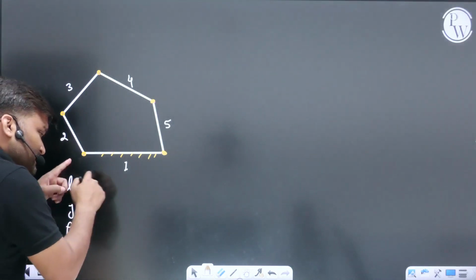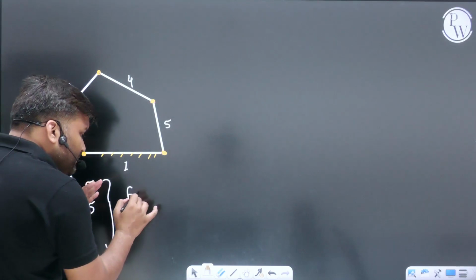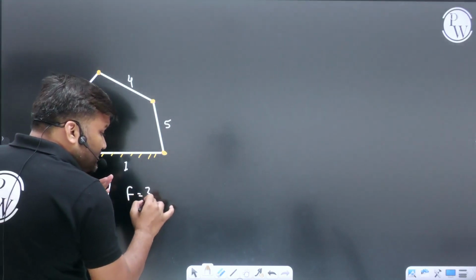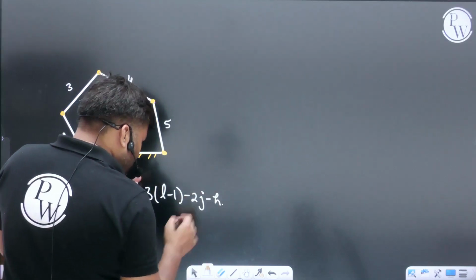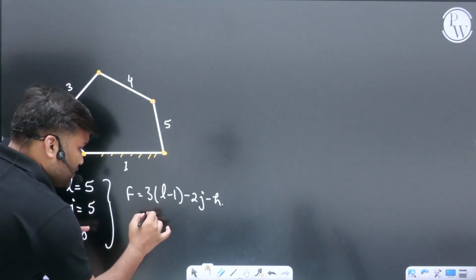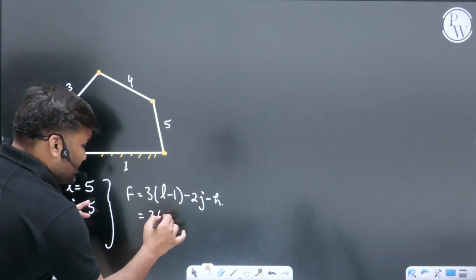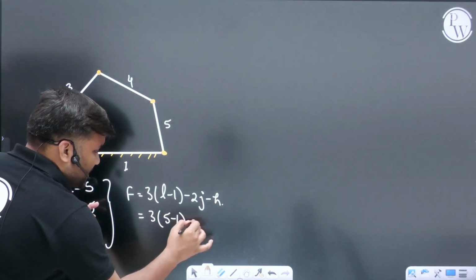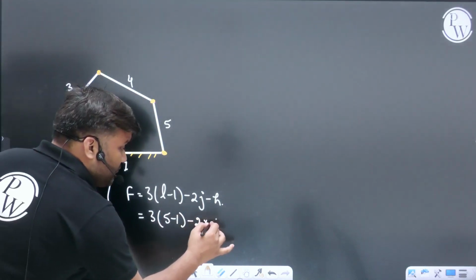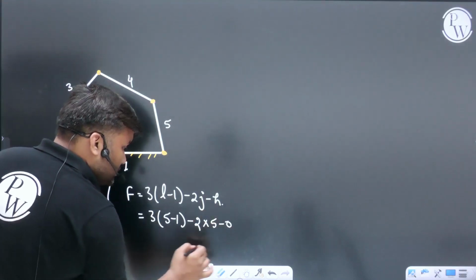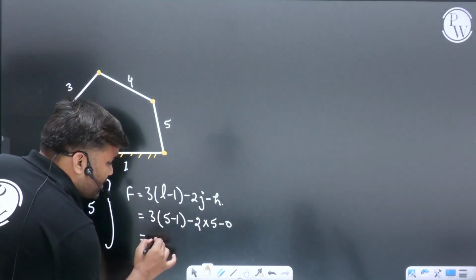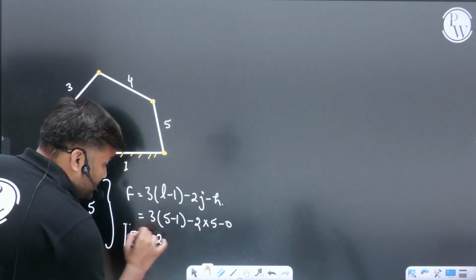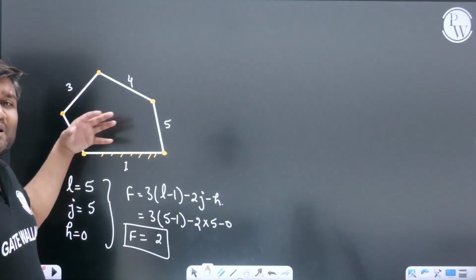Carefully calculate these values and put them in the formula 3(l − 1) − 2j − h. What do you get? 3 times (l − 1), which is 5 minus 1, minus 2 into j. J is how much, beta? 5. Minus h. H is how much? 0. This is 4, 4 times 3 is 12. 12 minus 10 comes out to be 2. Degree of freedom comes out to be 2. For this mechanism, the degree of freedom is 2.